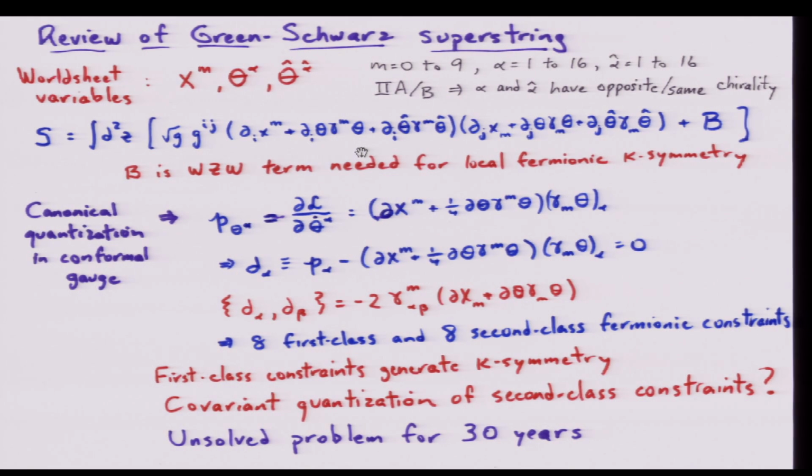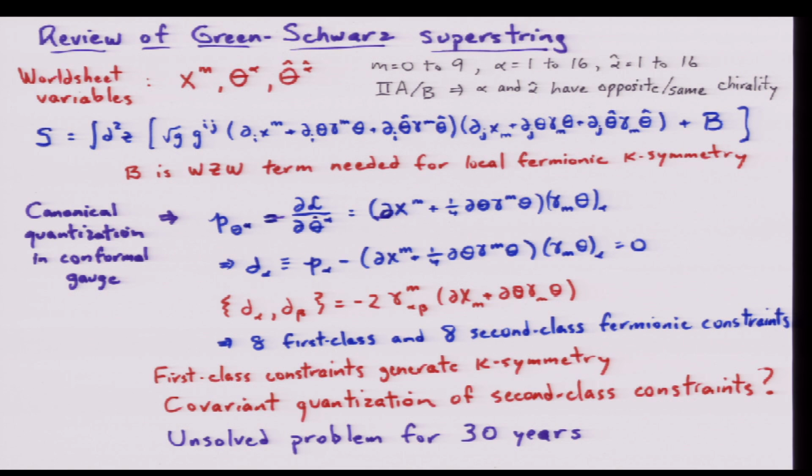Okay, so let me give a quick review of the superstring. So first, the Green-Schwarz formalism. So there are x and theta hat variables. I'll just do type 2. And you can do type 2A or type 2B, depending if alpha and alpha hat have the same chirality or opposite chirality. So this is the usual Green-Schwarz covariant action.